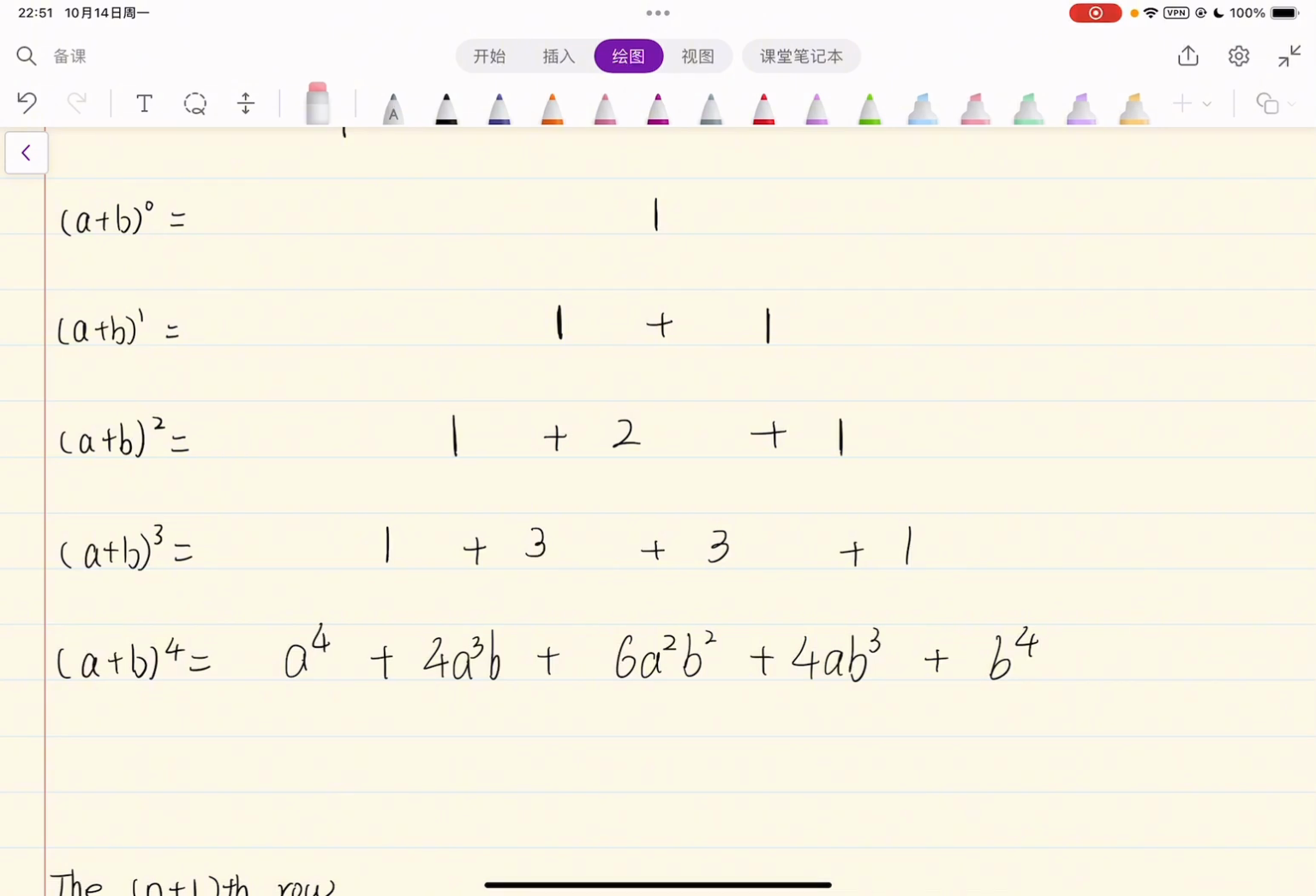For a to the power of 4, the coefficient is 1. For 4a cubed b, the coefficient is 4. For 6a squared b squared, the coefficient is 6. And for 4ab cubed, the coefficient is 4. For b to the power of 4, the coefficient is 1.